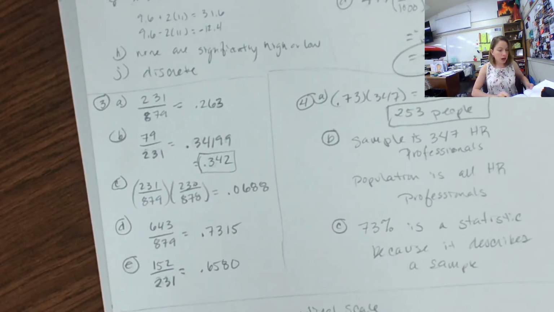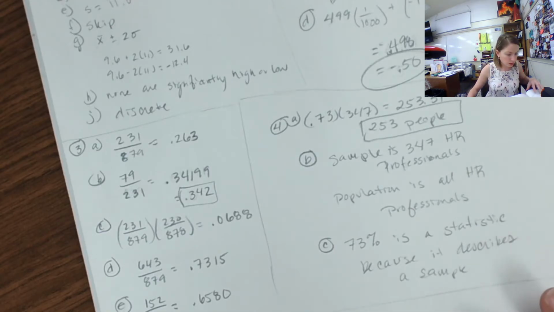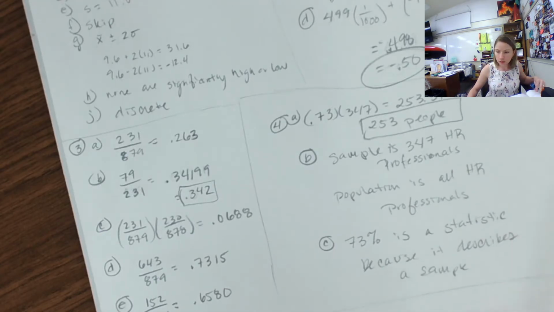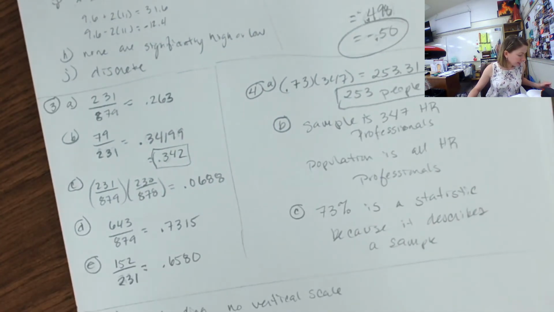Number 4 is job applicants. So we are looking at, did I not do number 6 here either? Oh my gosh. Okay, well, you can tell I'm in a weird place right now.